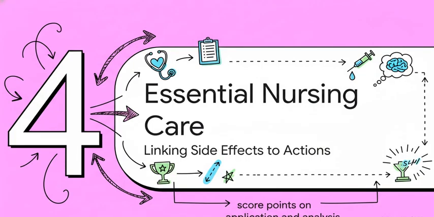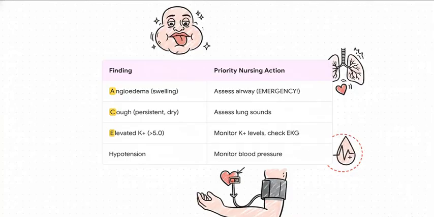Now let's connect them directly to what you, the nurse, are actually going to do about them. This is where you score those big points on the application and analysis questions. So for A, angioedema. If you ever see swelling of the lips, face, or tongue, that is a medical emergency. Your number one priority is to assess their airway immediately.